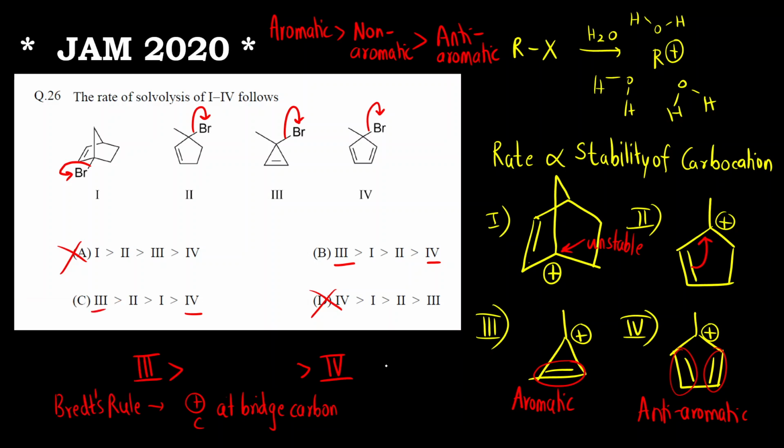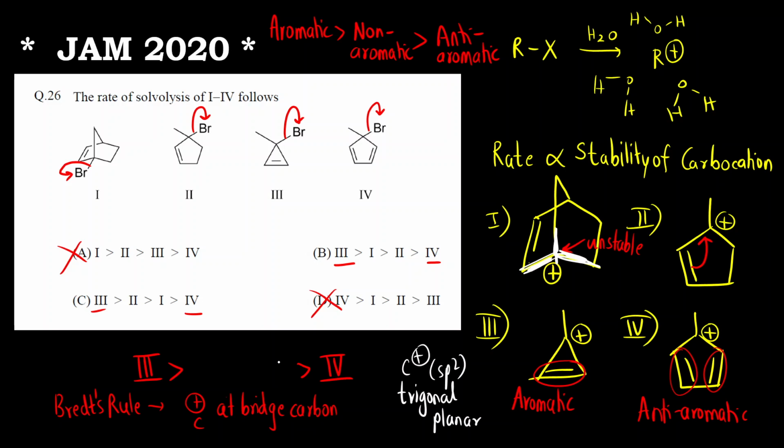We know that the carbocation is sp2 hybridized, so it should be trigonal planar. But at the bridge, you can see the geometry is such that it cannot remain planar. It is not planar. That is the reason it is very unstable. It should be trigonal planar, but it cannot remain trigonal planar because of the bridge.